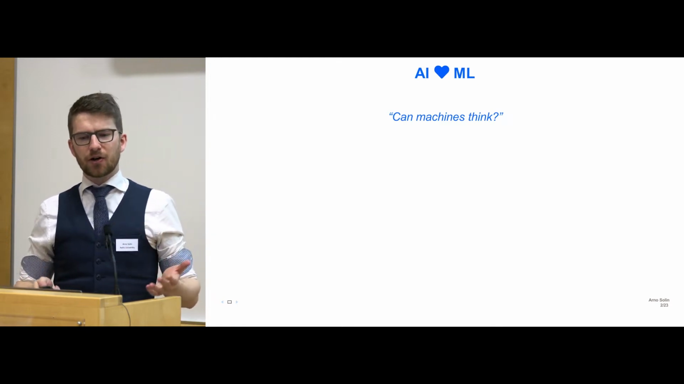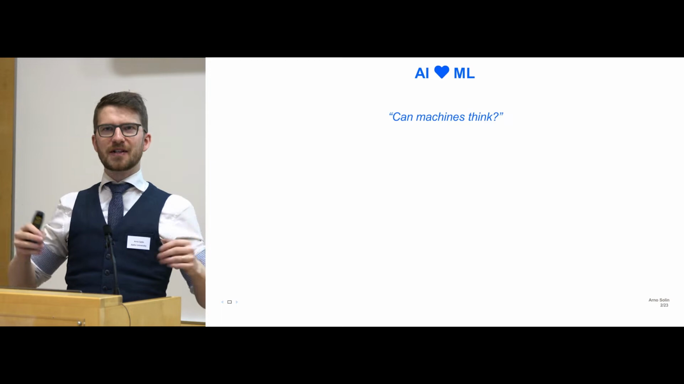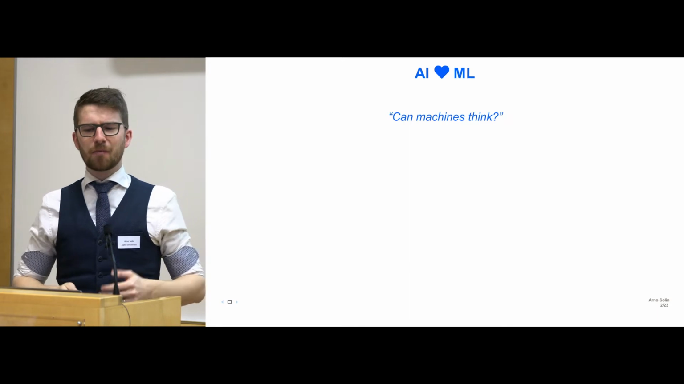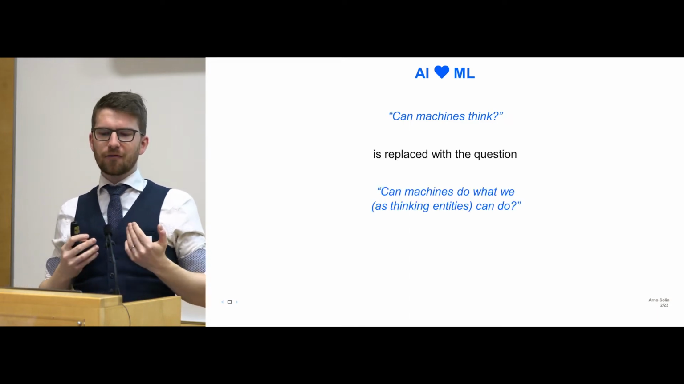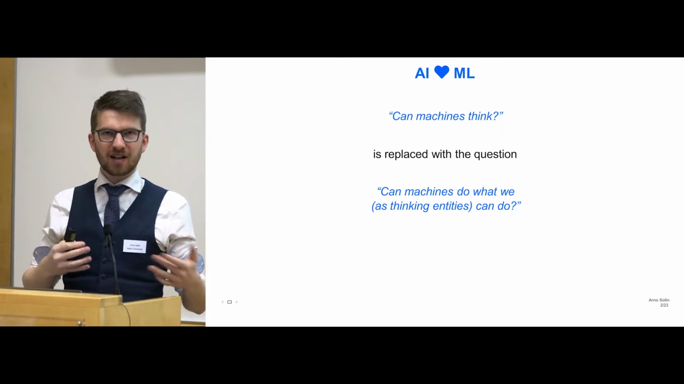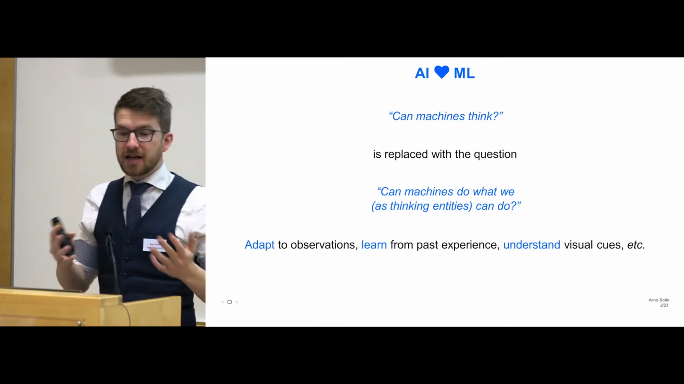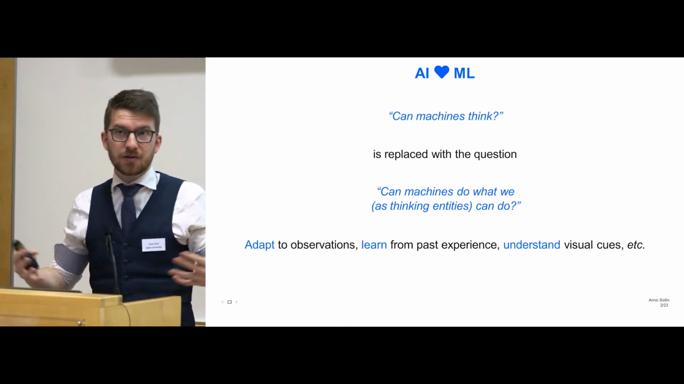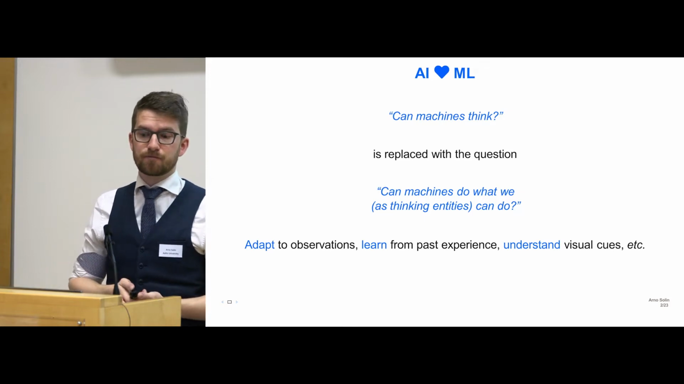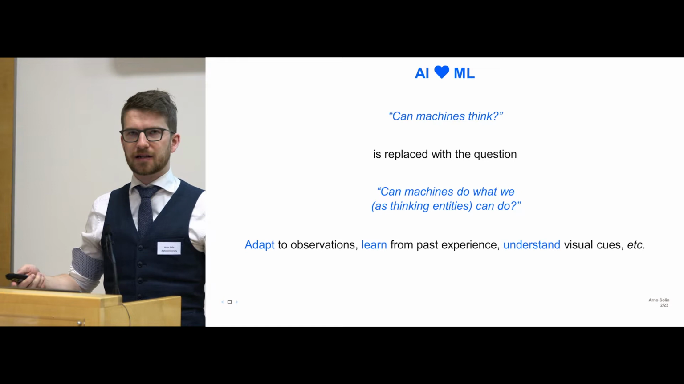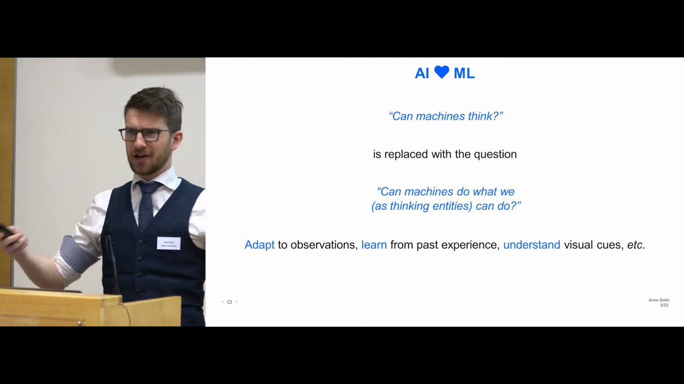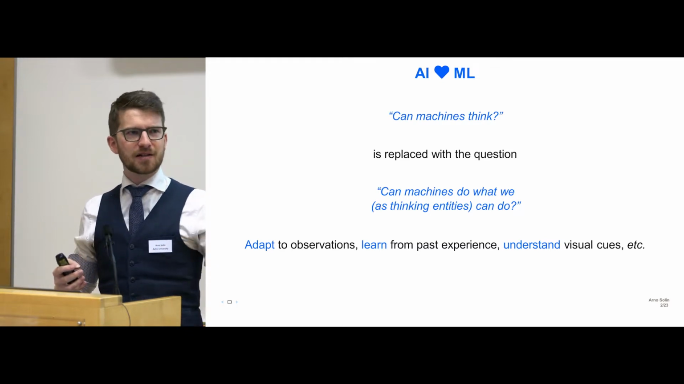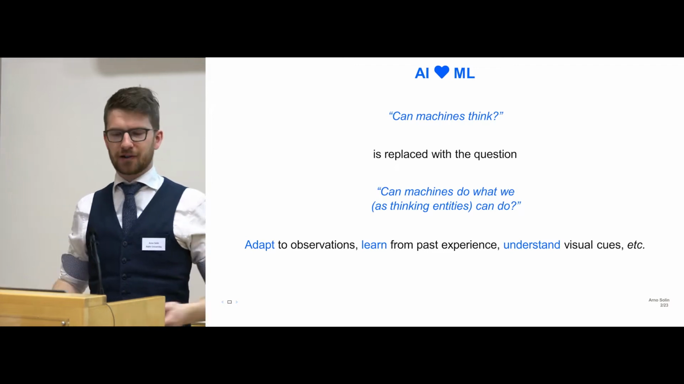So basically in machine learning, we scale down from the grand challenges of making human-like, real AI, to more practical things, where we think about whether machines can do what we, as thinking entities, can do. Which means adapting to observations, learning from past experience, or understanding things, as we would do. So practical things, which is quite well aligned with industrial applications as well. We want things that save time, add robustness, and help human operators.